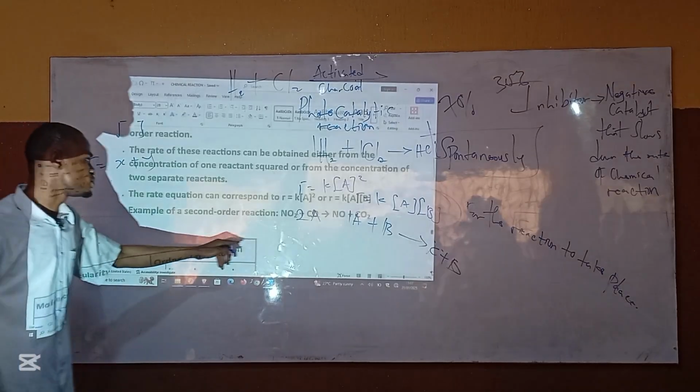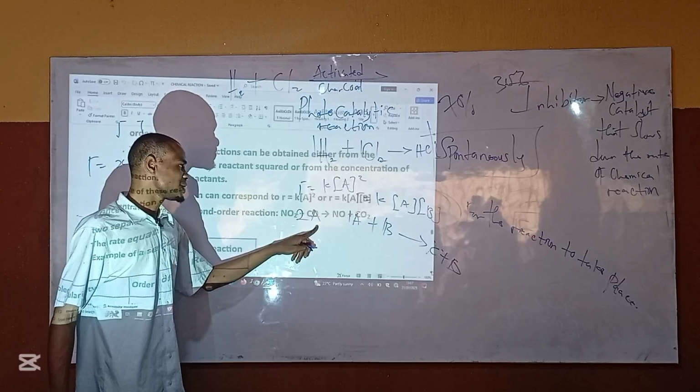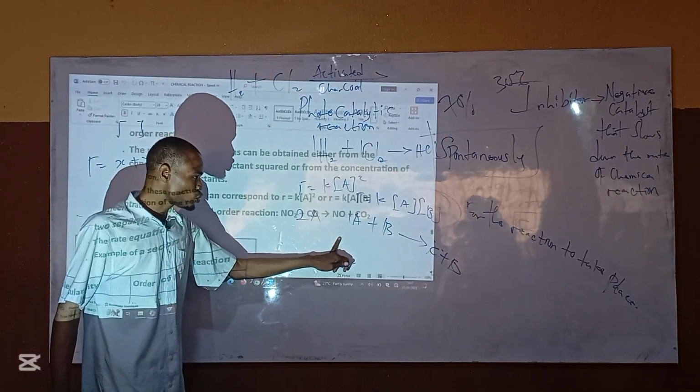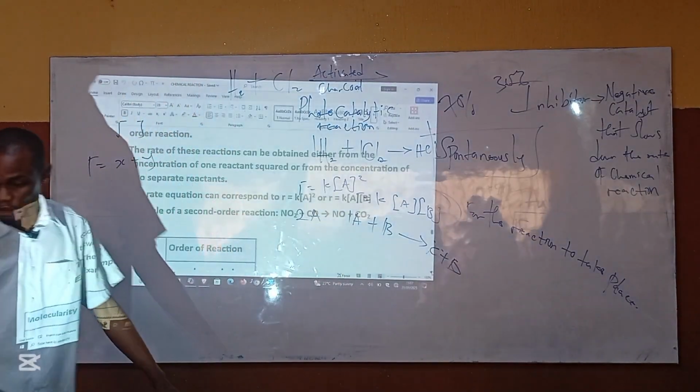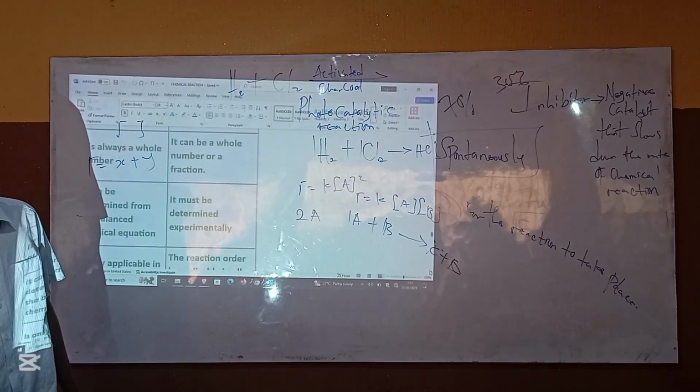Example of a second order reaction is this: nitrogen dioxide and carbon monoxide form nitrogen monoxide and carbon dioxide. This is not really necessary.